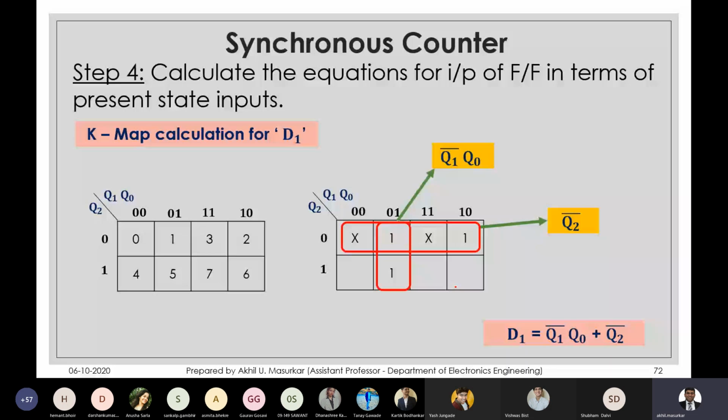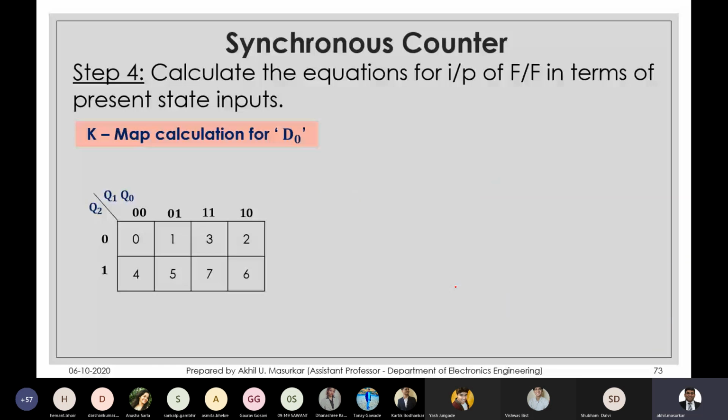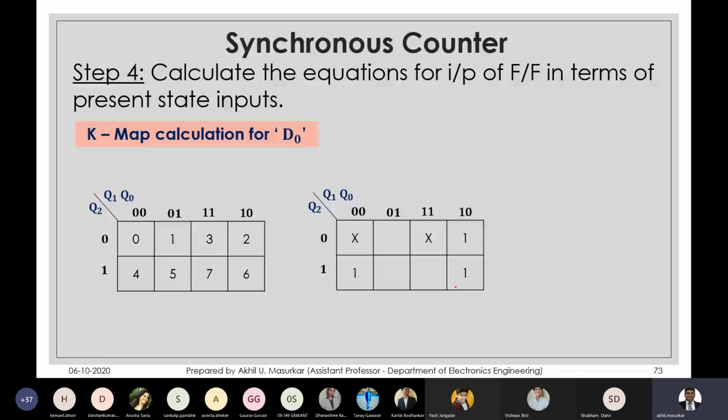And finally we have D0. Where we can have like this. So just one quad will do here, and that will give me simply Q0 bar. So D0 is Q0 bar. So implementation is simple, but understanding what is asked is crucial.